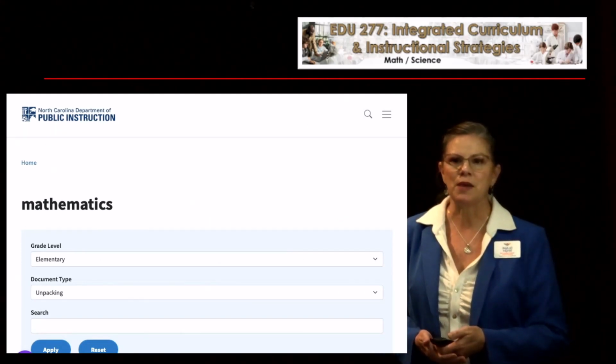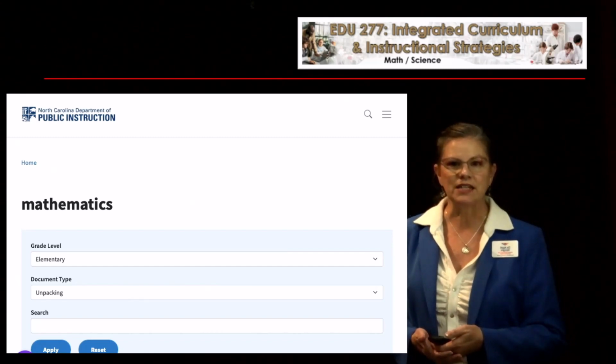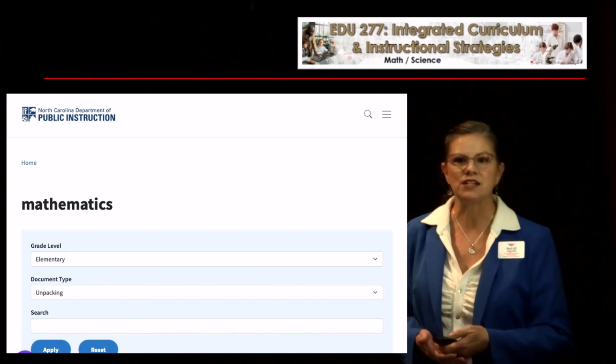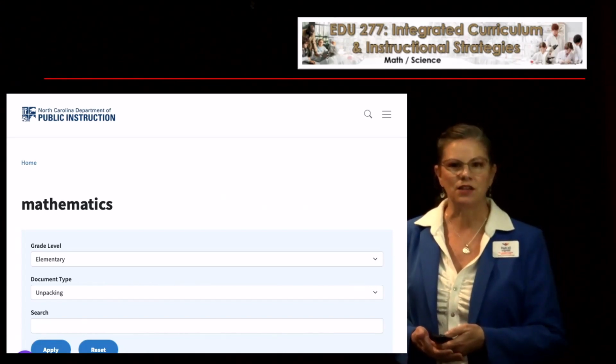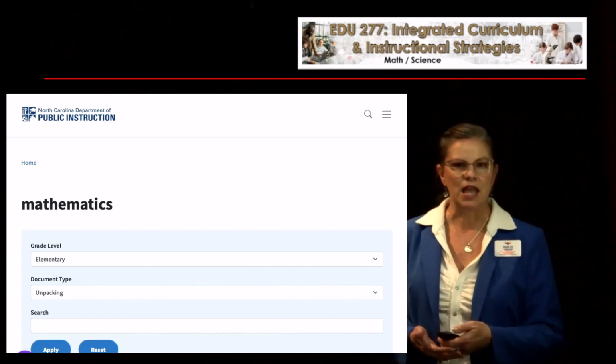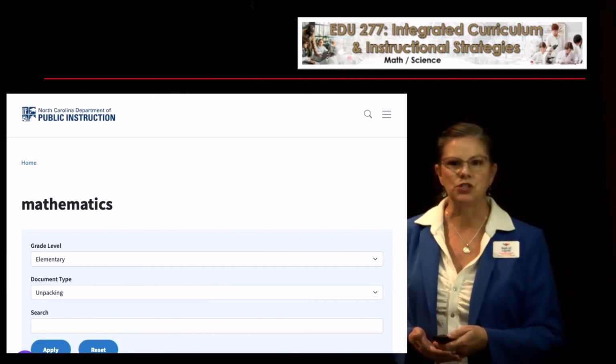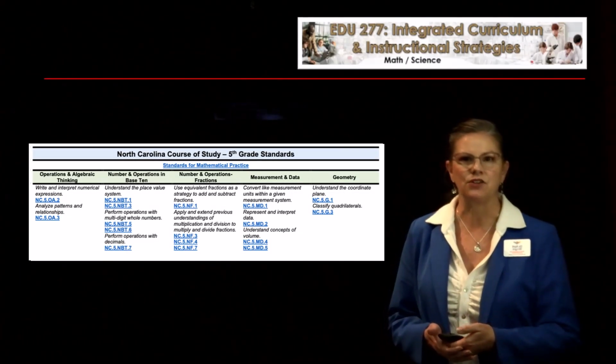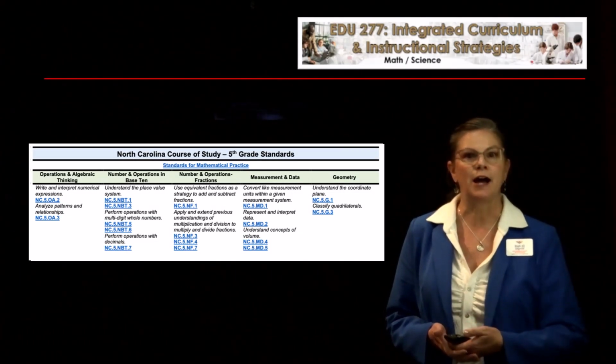We are going to look at mathematics. I have selected elementary and a resource called Unpacking. The Unpacking documents do just that. They unpack the standard. What does it mean? And what should the students be able to do after learning it? Here is an example of the math standards for a grade 5.